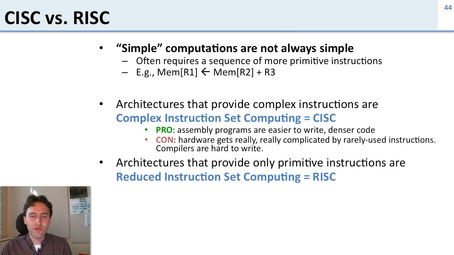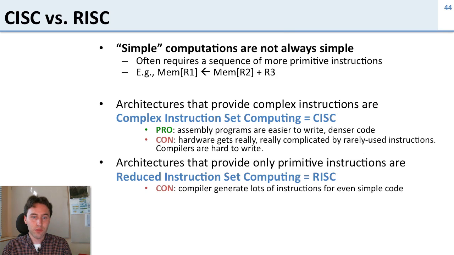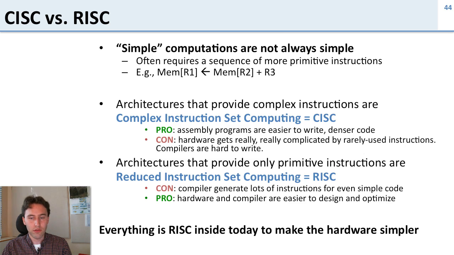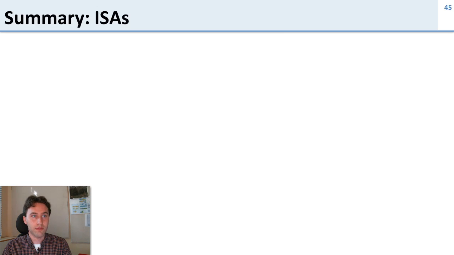Architectures, however, that only provide simple primitive instructions are called reduced instruction set computing, or RISC. This is like MIPS. And with these you need a lot of instructions to do simple stuff, but the hardware and the compiler are much easier to design and optimize, and these have really won out. So everything is RISC inside today just because it makes the hardware simpler. And we saw that on the example of the processor from AMD.